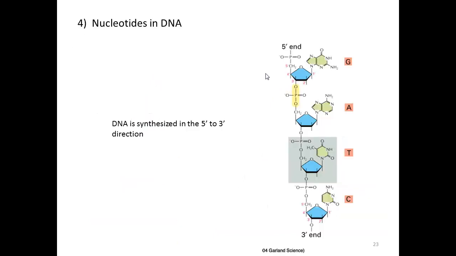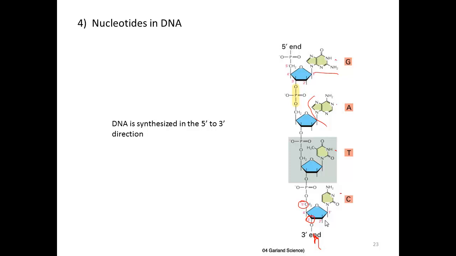DNA is made up of nucleotides. There are four different ones for DNA: G, A, T, and C. These are the bases, also sometimes called nitrogenous bases. There are two purines and two pyrimidines. DNA is always synthesized in the 5' to 3' direction. That refers to the 3' carbon of the deoxyribose ring and the 5' carbon, and new nucleotides will join via the phosphodiester linkage to this hydroxyl group.